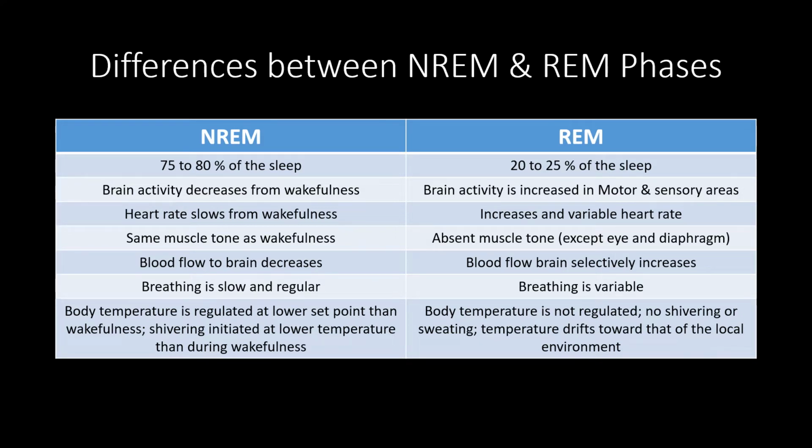REM sleep, on the other hand, has a bit of brain activity going on. There is an increase in heart rate and absent muscle tone, which is almost a paralysis state, except for the eyes and the diaphragm. The blood flow to the brain selectively increases and the breathing is variable. Here the body temperature is not regulated, so one who is in the REM sleep phase cannot shiver. They are not protected against body temperature changes.